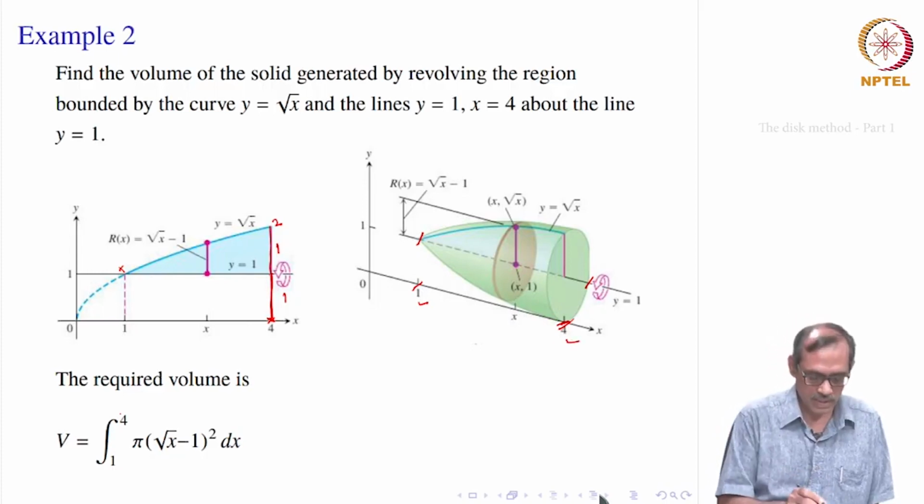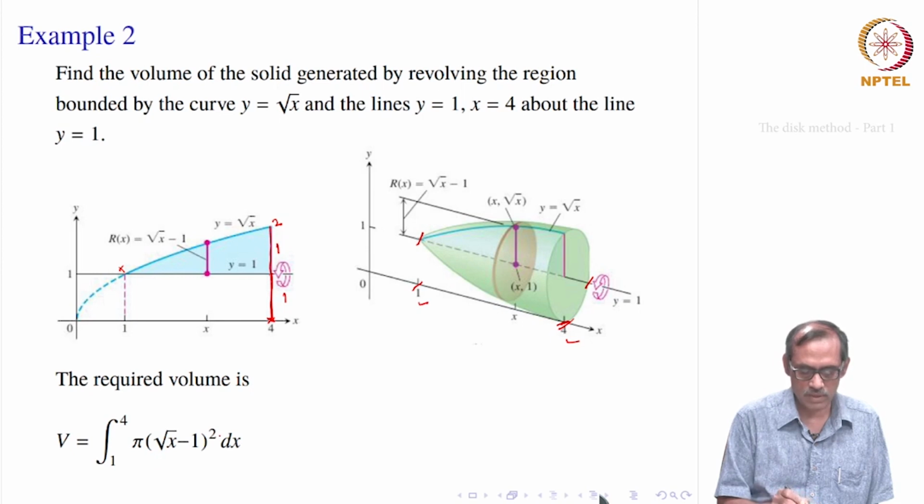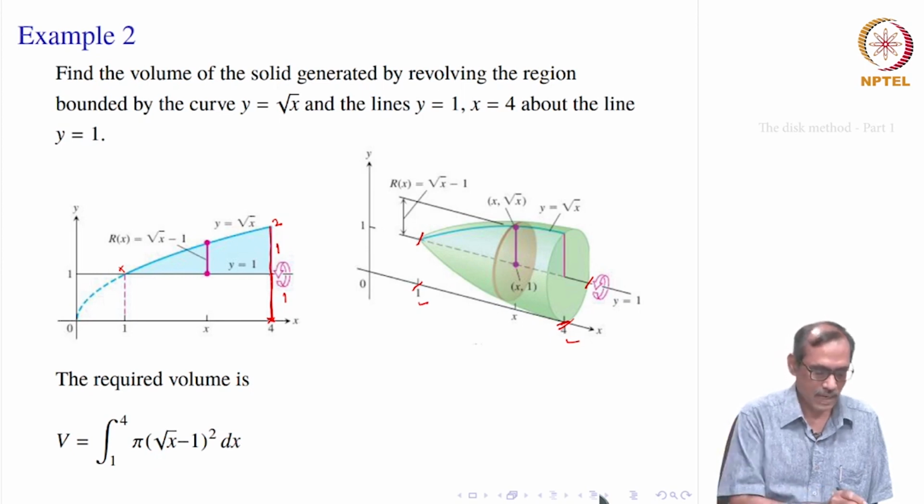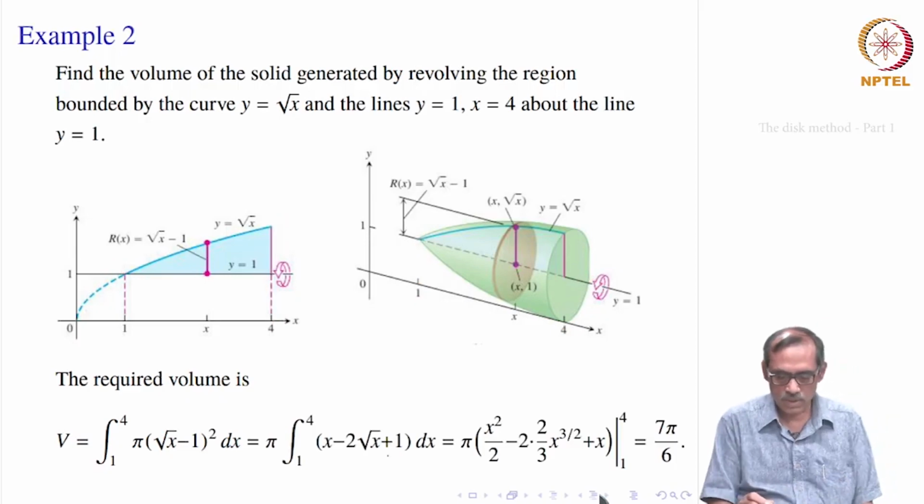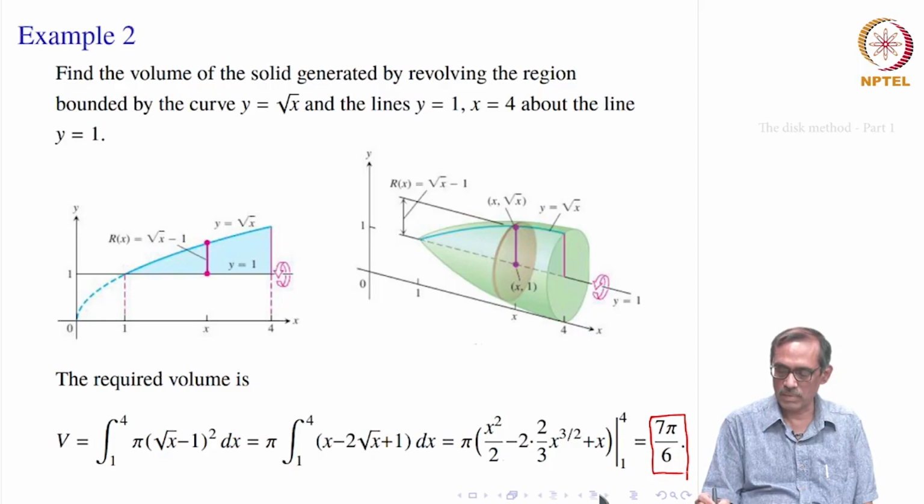Therefore, volume equal to integral 1 to 4 pi times (root x minus 1) square dx, and now it is a matter of integration. We expand: pi goes out, (root x minus 1) whole square equals x minus 2 times root x plus 1, and its integral is: x gives x square by 2, root x gives 2 by 3 x to the power 3 by 2, and 1 gives x. So, this is the correct expression. It has to be evaluated at 1 and 4 and then subtracted. After simplification you would obtain the volume to be 7 pi by 6.